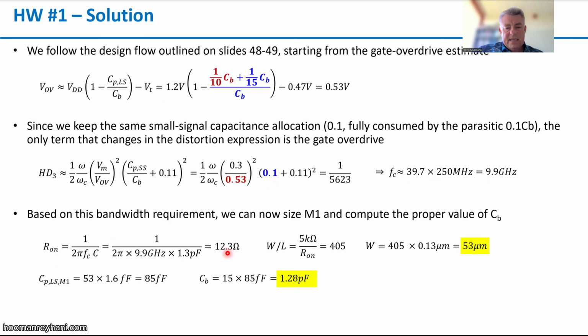From here, we have the bandwidth and we have the capacitance, so we can calculate the resistance. That gives us a W over L ratio, a width. And then once we have this width, we actually know how much large signal capacitance there is from the transistor, and we have the ratio to the bootstrap cap. And so we end up with 1.8 picofarads. So what's highlighted in yellow here is what I asked you to solve for.